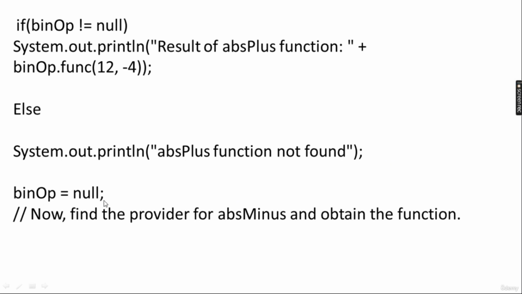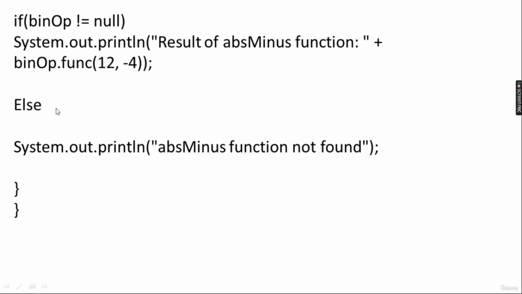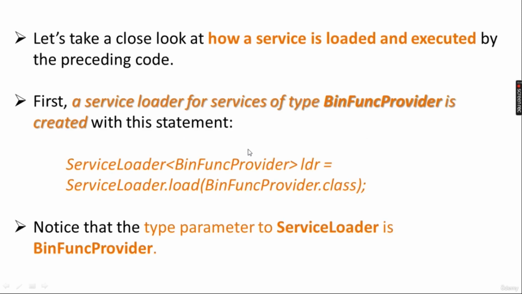Now again we will make it null. Now find the provider for absolute minus and obtain the function. So for each type, for loop, BFP colon LDR, if BFP.get name equals absolute minus, we will get the object of class absolute minus in binary operation and then break. So it will have the object of absolute minus. If it is not null, result of absolute minus, binary operation dot function 12 and minus 4, absolute of 12 minus absolute of minus 4. Otherwise, absolute minus function not found.